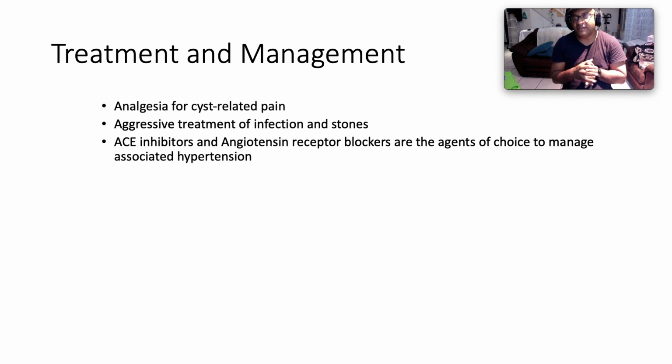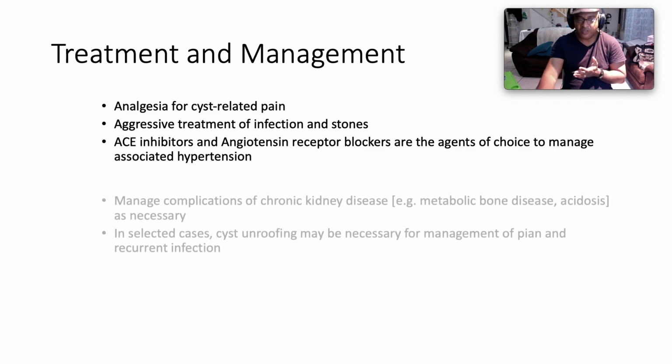So obviously, if you have cyst-related pain, you want to give analgesia. If you have infection, and if you have stones, you want to aggressively treat those. Angiotensin converting enzyme ACE inhibitors and angiotensin receptor blockers ARBs are the agents of choice to manage any associated hypertension.